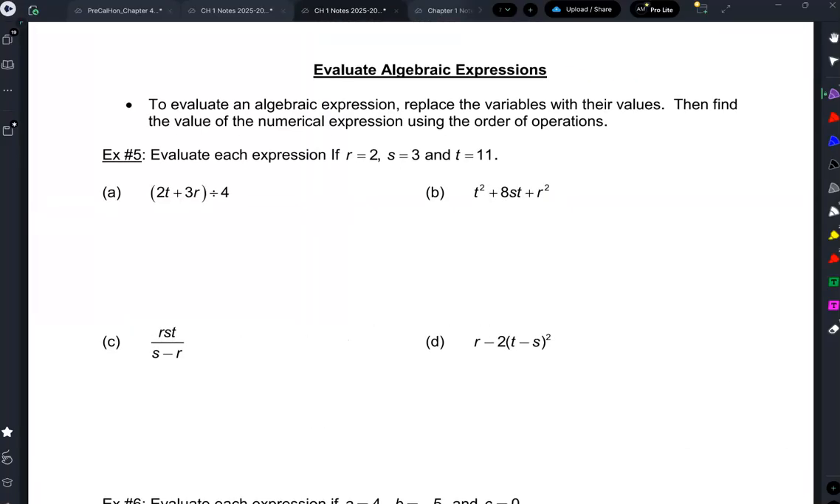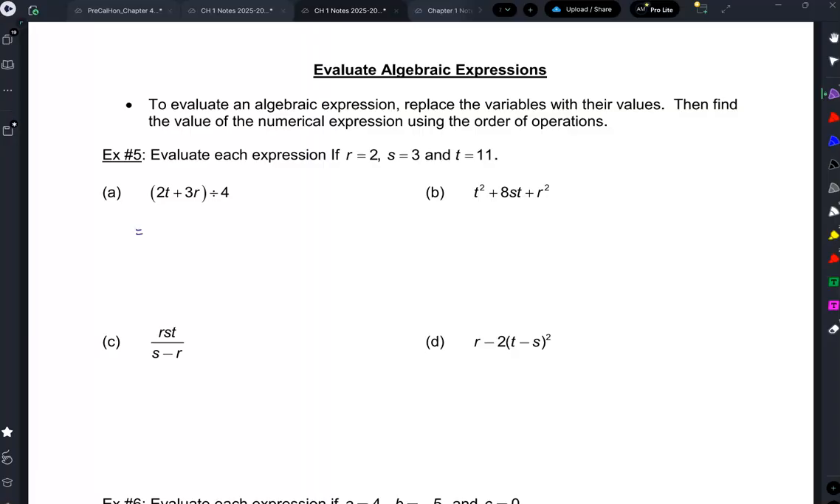Evaluate algebraic expressions. So to evaluate an algebraic expression, we have to replace the variables with their values. So take a look here. We have these expressions, but we're told R is 2, S is 3, T is 11. So let's put that in there. This is everybody's favorite, right?